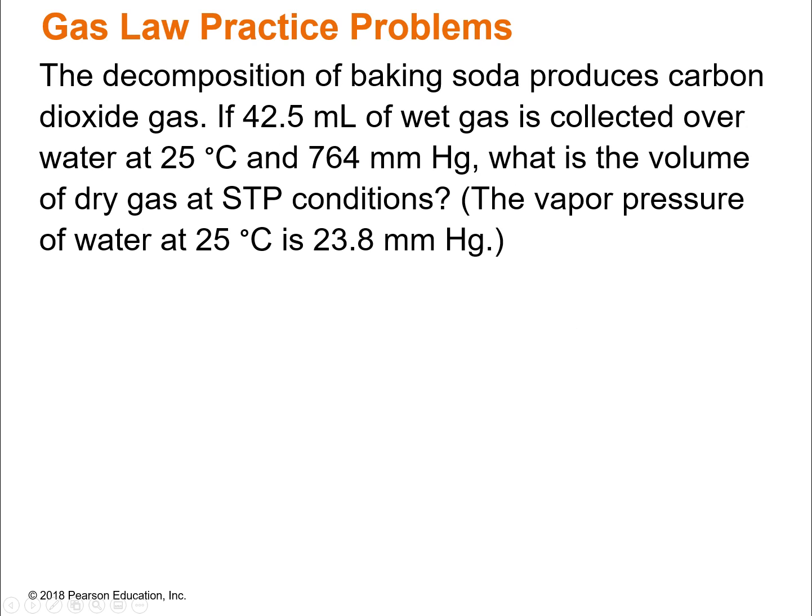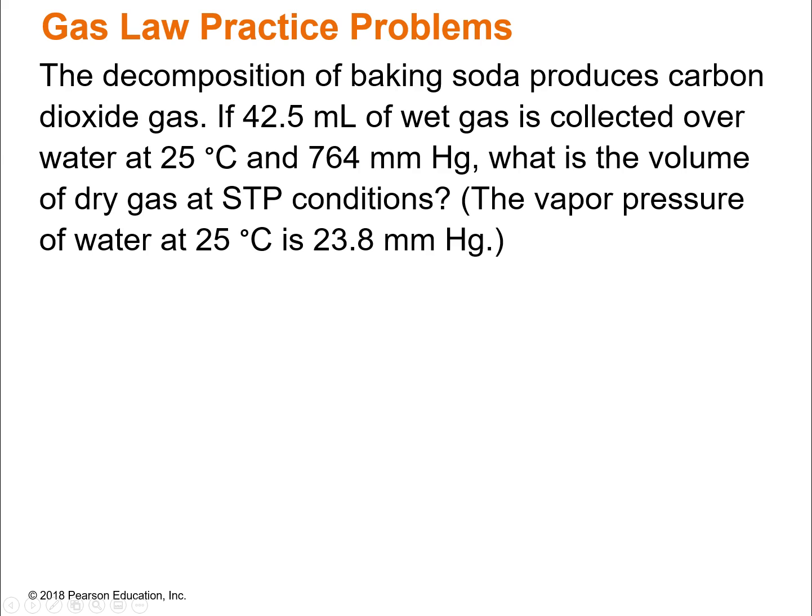And here's a long problem. The decomposition of baking soda produces carbon dioxide gas. If 42.5 milliliters of wet gas is collected over water at 25 degrees Celsius, 764 millimeters of mercury, what is the volume of dry gas at STP conditions? And then we have the vapor pressure of water at 25 degrees Celsius is 23.8 millimeters of mercury.